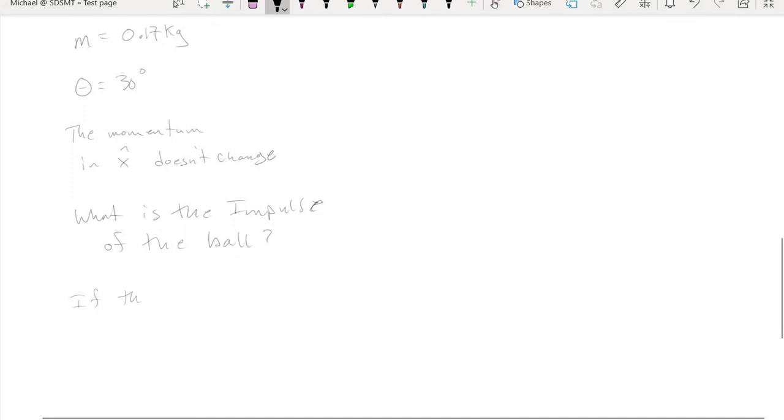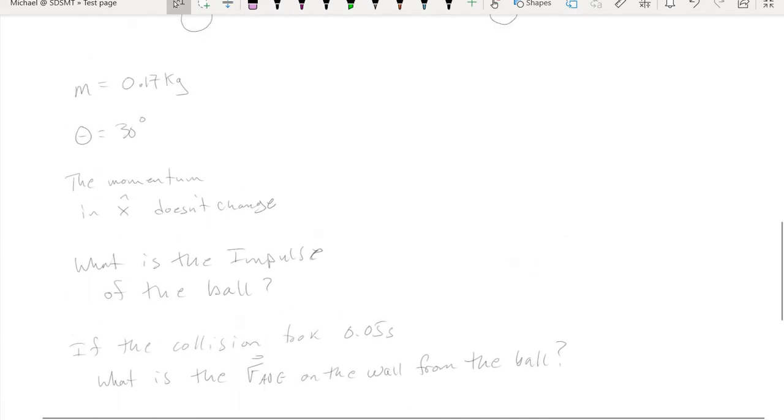And if the collision took 0.05 seconds, what is the average force on the wall from the ball? So those are the things that we want to know.